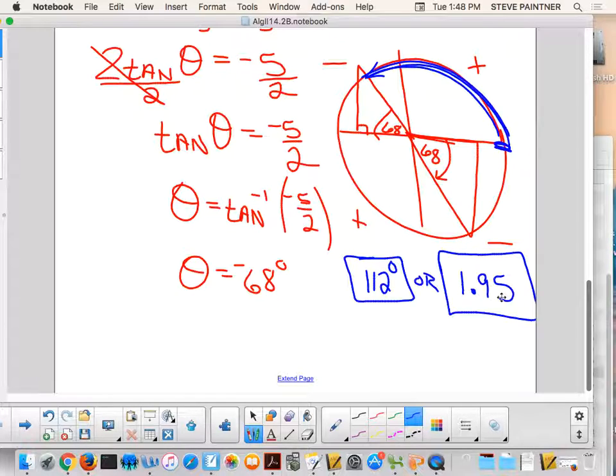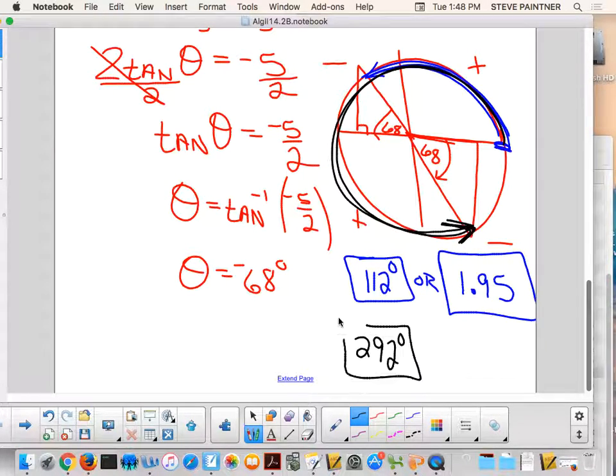Okay, now, what's the other answer? This one here. How far is this? 292. Or in radians, 5.09. How come I remember 5.04? Is it 5.09? Okay.